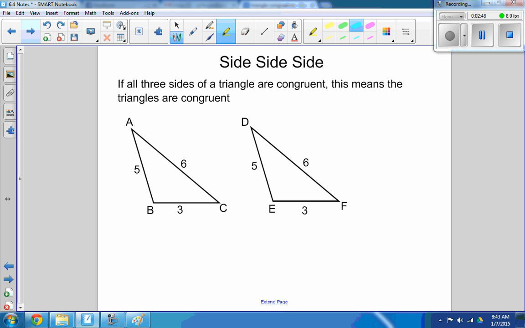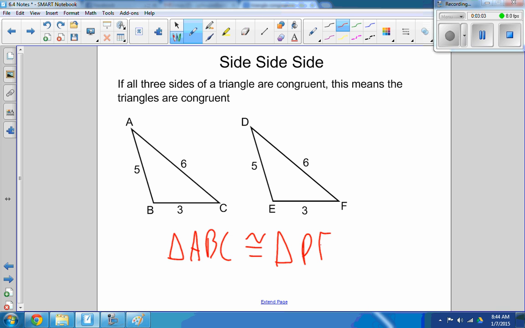So I can state here, notice we've both triangles 3, 5, 6. I can state that triangle ABC is congruent to triangle DEF by using side, side, side. So since their sides are congruent, I can make that statement.